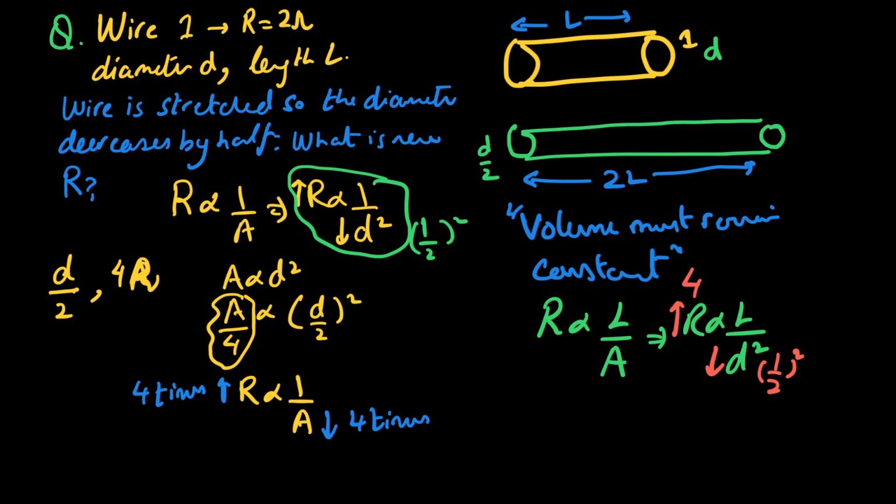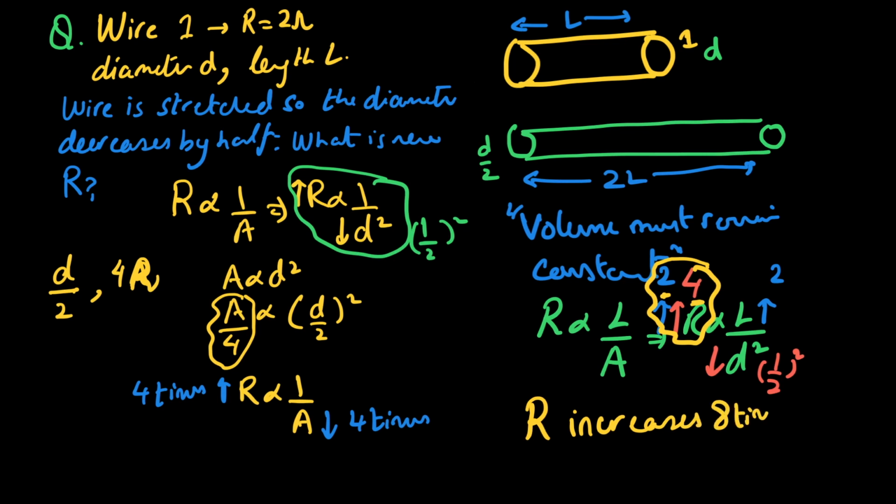Now let's take into account the length. Your length increased by 2 times. That means your resistance has to increase by 2 times again. So your resistance is actually increasing by 4 times and then by 2 times. That means your resistance increases by 8 times. So if originally your resistance was 2 ohms, then 2 into 8, the answer is 16 ohms.